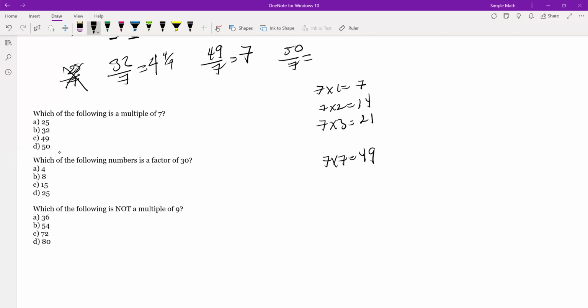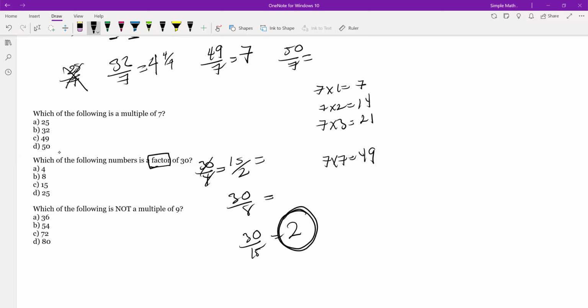So next question: which of the following is a factor of 30? Now we're looking for the factors. Again, which of these numbers can divide 30 completely? Let's see, 30 divided by 4 is not going to give you a whole number. Simplified, it's 15 over 2, which gives you a fraction or a decimal. 30 divided by 8, same thing, so it's out. 30 divided by 15 is 2, so it means the answer is 15. Let's just do the last option, 30 divided by 25. Obviously this is 6 over 5, so it's going to be a fraction or a decimal. So the answer is 15.